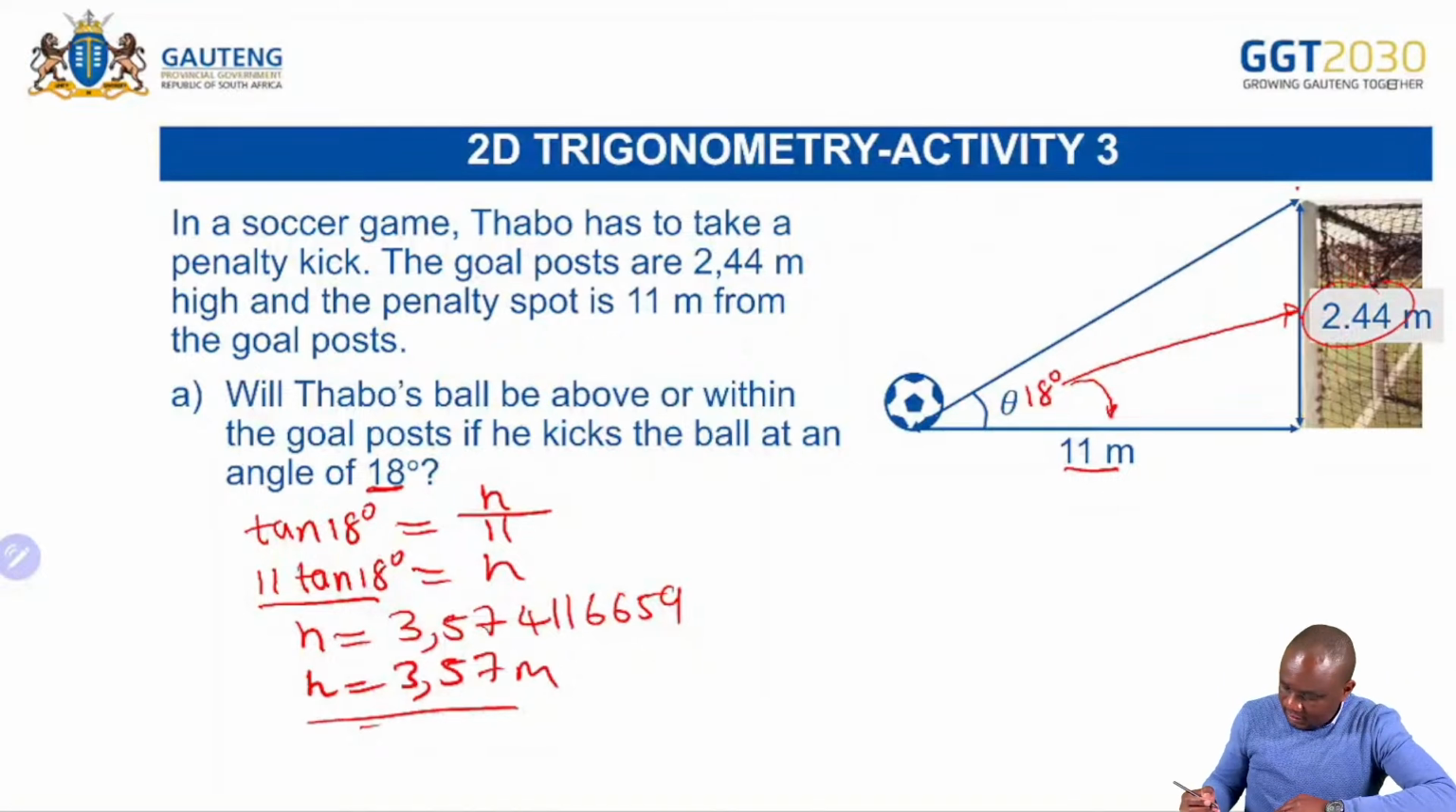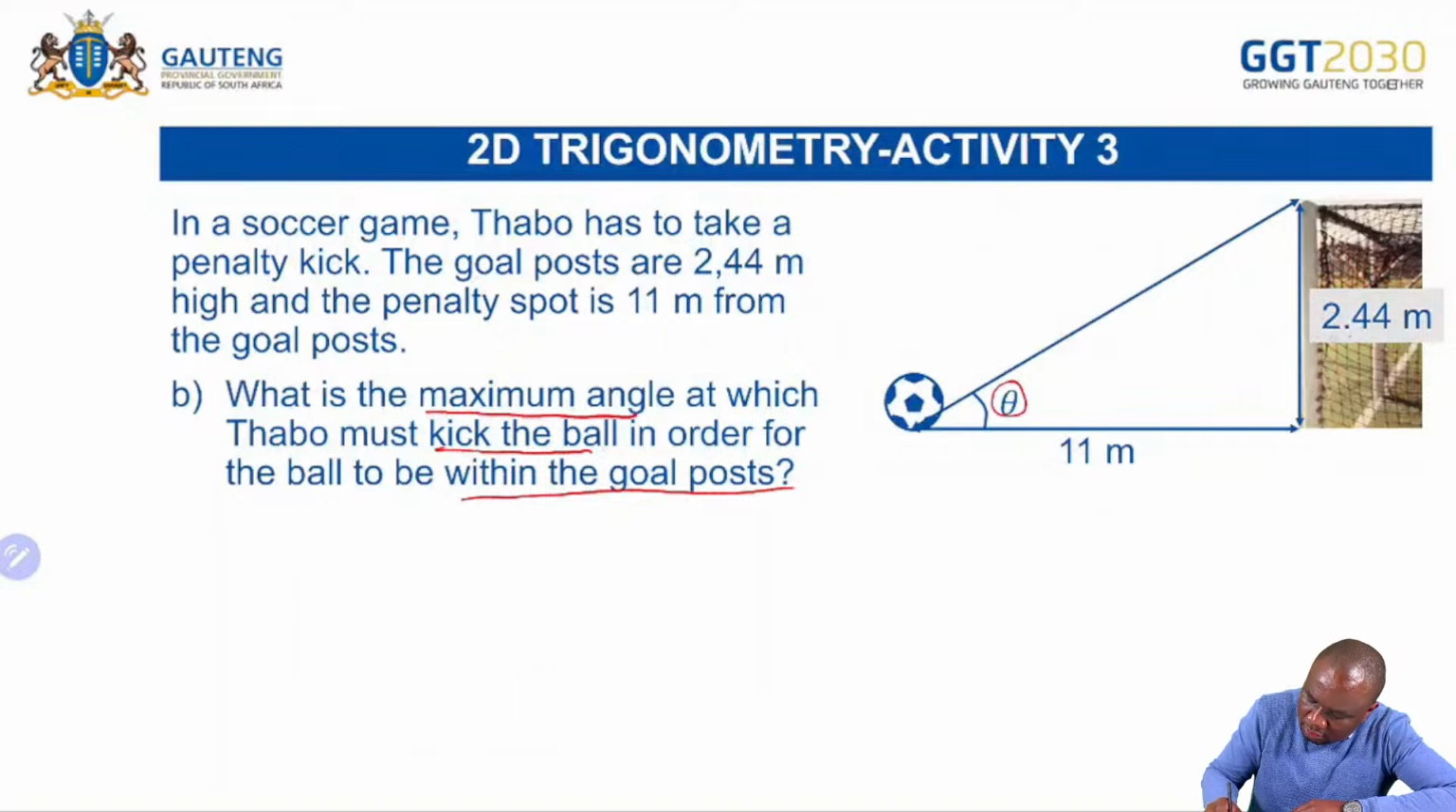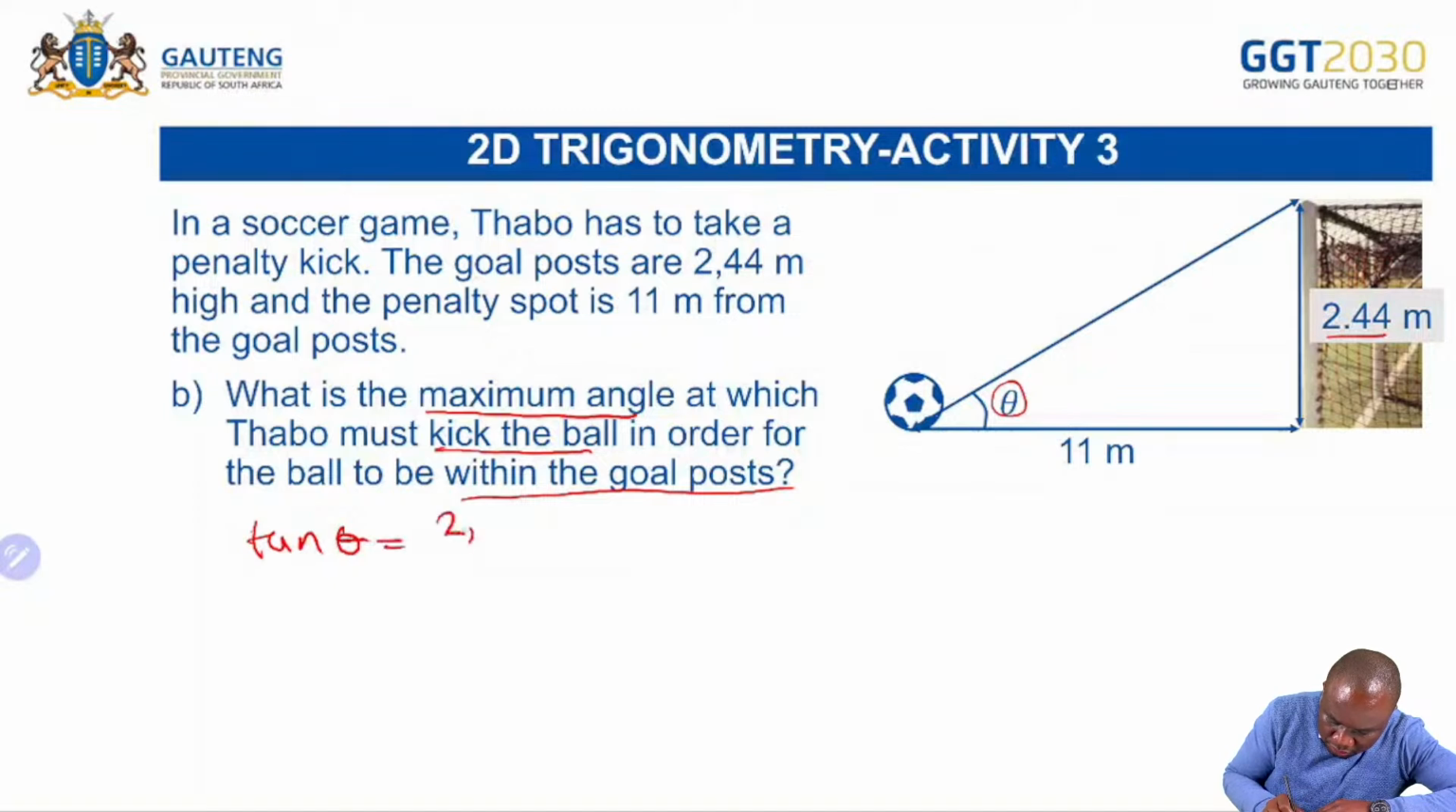Right, welcome back. Questions, let's do B. What is the maximum angle at which Thabo must kick the ball in order for the ball to be within the goalpost? So what should this angle be? If the height of the ball when it gets to the goalpost is 2.44 meters or less, what is the maximum angle there? So we need to find the angle. 2.44 is opposite, 11 is adjacent side. So we're saying tan theta is equal to 2.44 divided by 11.